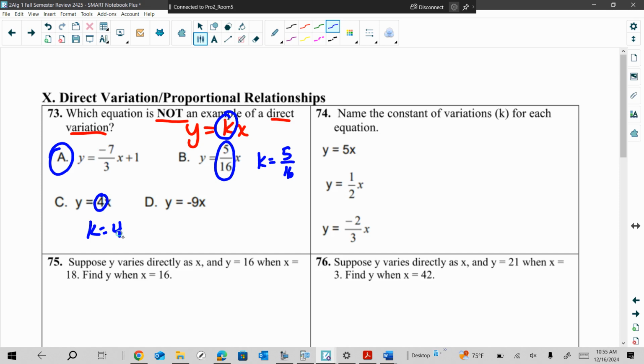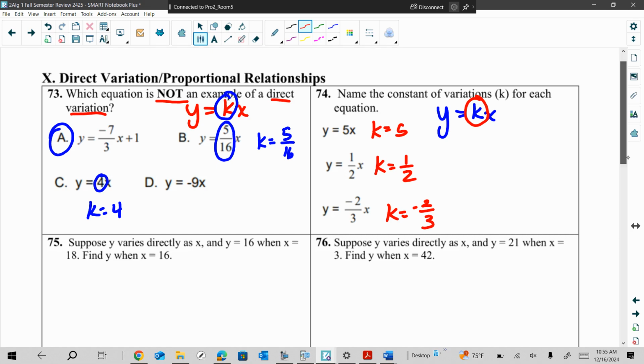Okay, so on 74, find the constant of variation, the k. Basically, we're looking for what is in front of x. So y equals 5x. What is the k? 5. Very good. y equals 1/2 x. What's our k? 1/2. y equals negative 2/3 x. Negative 2/3.